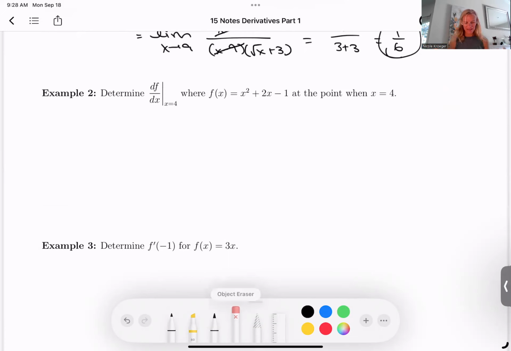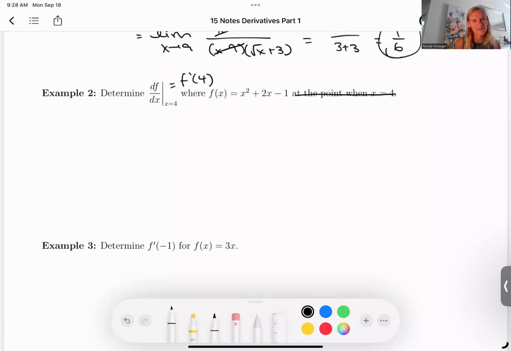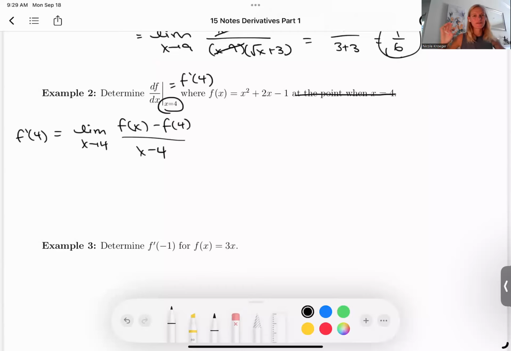So df over dx at x equals 4. This is the same thing as saying find f prime of 4, just 2 different notations. We're going to get a lot of different notations here, so we just need to be careful with all our notations. And I really didn't need to write all of this extra stuff because I already told you that here. We can say that f prime of 4 is the limit as x approaches 4 of f of x minus f of 4 over x minus 4. It's always good to go ahead and just rewrite that definition with the 4's plugged in.